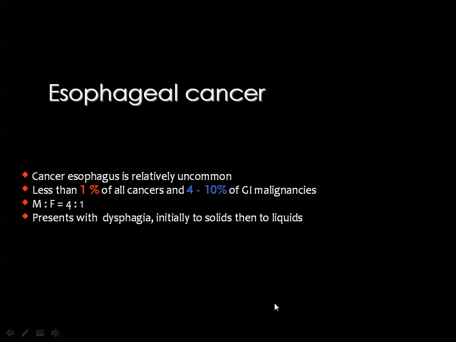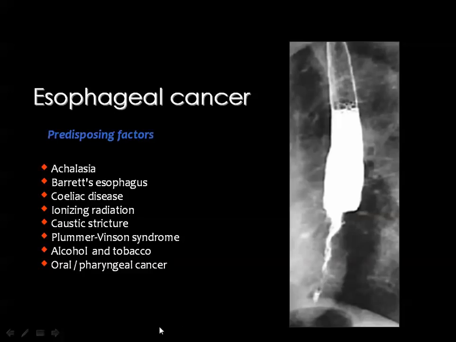Then we came to the esophageal cancer, and the cancer of the esophagus, according to the literature, is relatively uncommon. Less than 1% of all cancers, and about 4 to 10% of GIT malignancies. And males are affected more commonly than females, and the common presentation is by dysphagia. Then you remember that the cancer esophagus presents by a stricture or even a mass filling defect inside the esophagus, but commonly by a stricture, and these are the predisposing factors: achalasia and Barrett esophagus, celiac disease, ionizing radiation, caustic stricture, Plummer-Vinson syndrome, you remember 10%, alcohol and tobacco, oral and pharyngeal carcinomas.